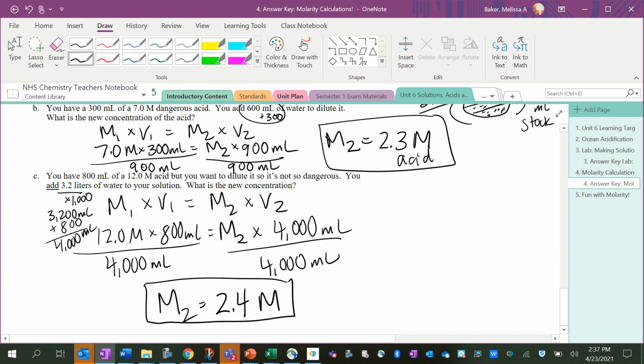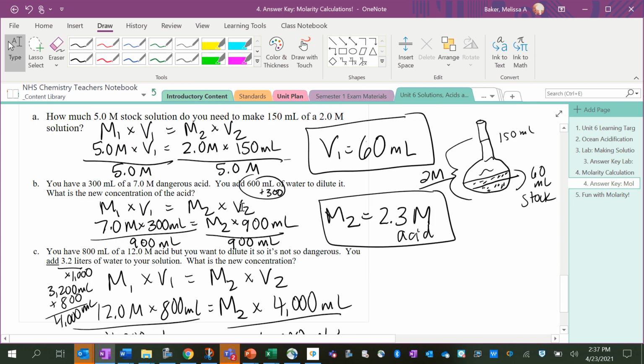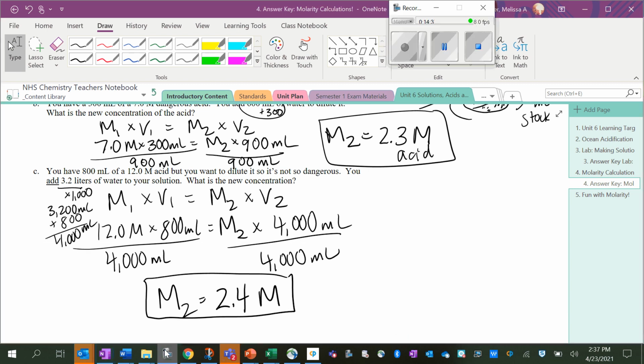So I know that was a lot of math practice, but the more practice you do with molarity, the better you get and the more it kind of starts to make sense. So good job.